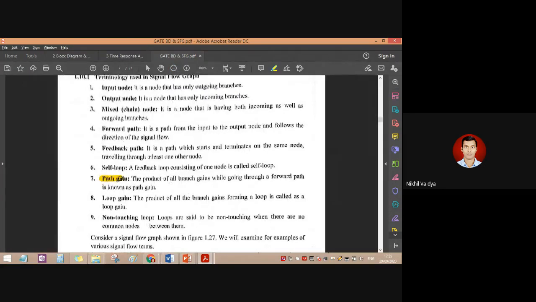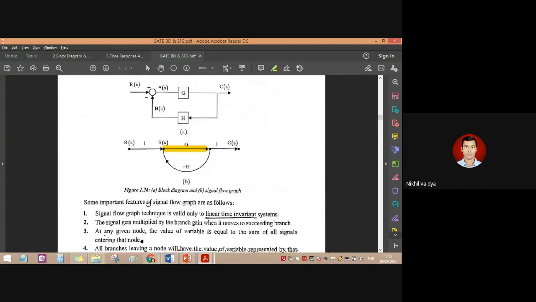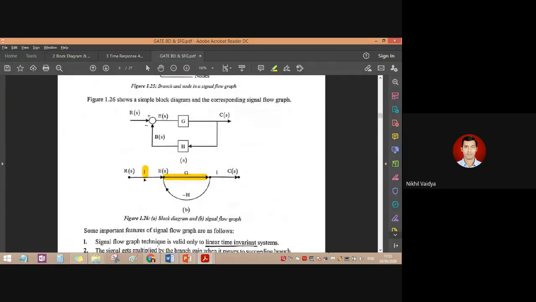Next is path gain. The product of all the branch gains going through a forward path is known as path gain. What is the meaning of path gain? Now, 1 is the branch gain of this branch. G is the branch gain of this branch. 1 is the branch gain of this branch, and minus H is the branch gain of this branch. But what is path gain?